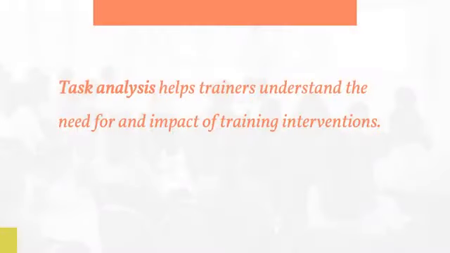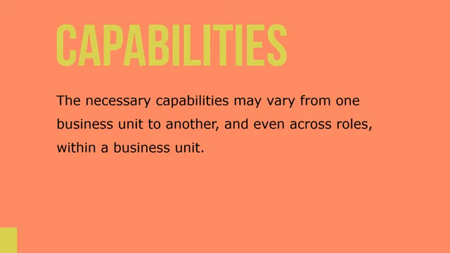Task analysis helps trainers understand the need and impact of training interventions. The necessary capabilities may vary from one business unit to another and even across roles within a single business unit. As a result, many companies are using competency models to help them identify the knowledge, skills, and personal characteristics, like attitudes and personalities, needed for successful performance in a job. Competency models are also useful for ensuring that training and development systems are contributing to the development of such knowledge, skills, abilities, and personal characteristics.